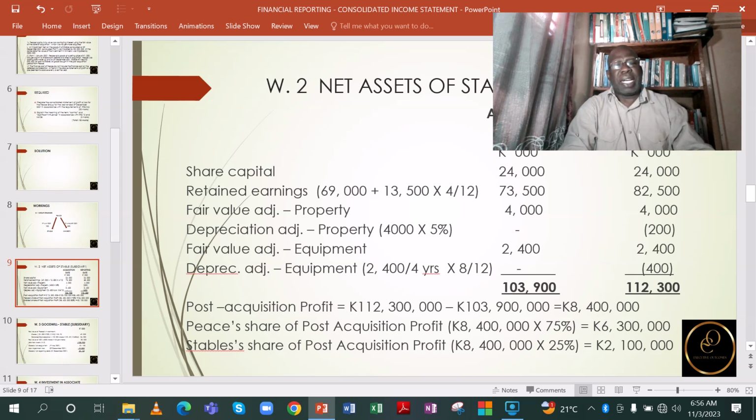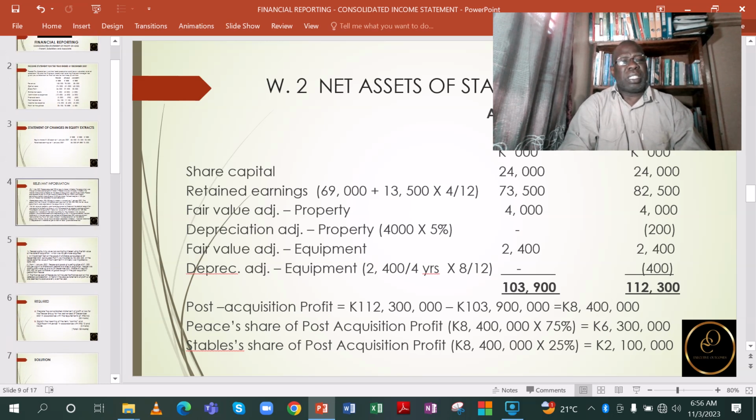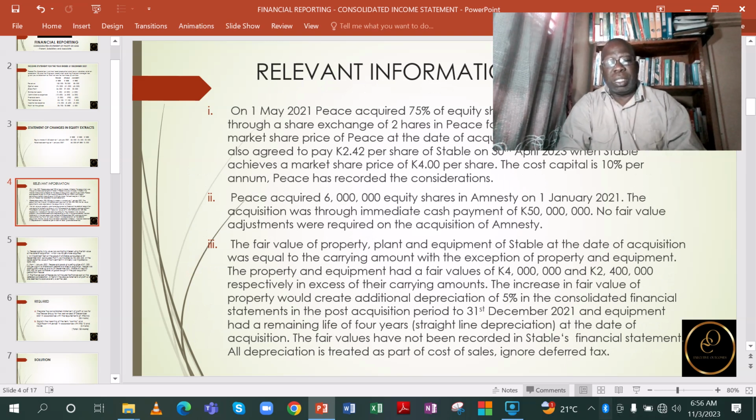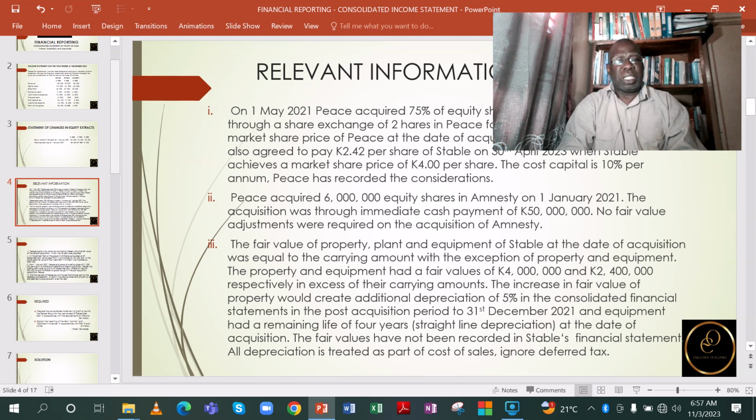In the note relating to depreciation, we are told that the increase in fair value of property would create additional depreciation of 5% in the consolidated financial statements in the post-acquisition profit to 31st December 2021. So the increase in fair value of property will create an additional depreciation of 5% on the 4,000,000 valuation upwards.